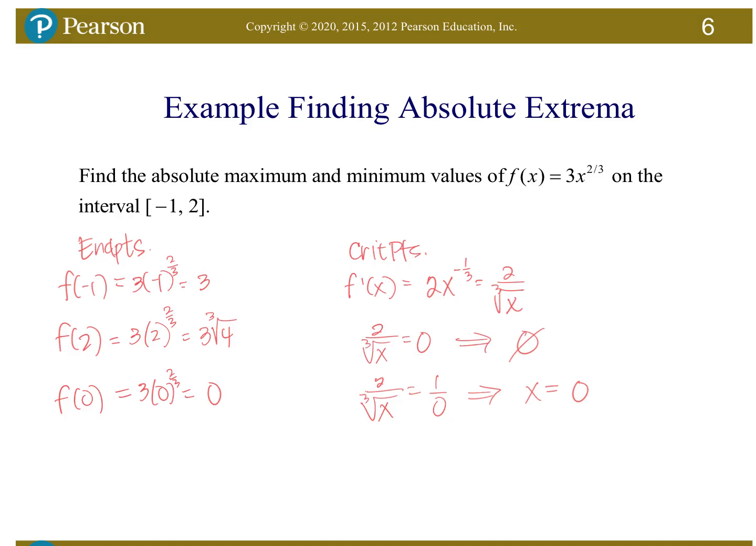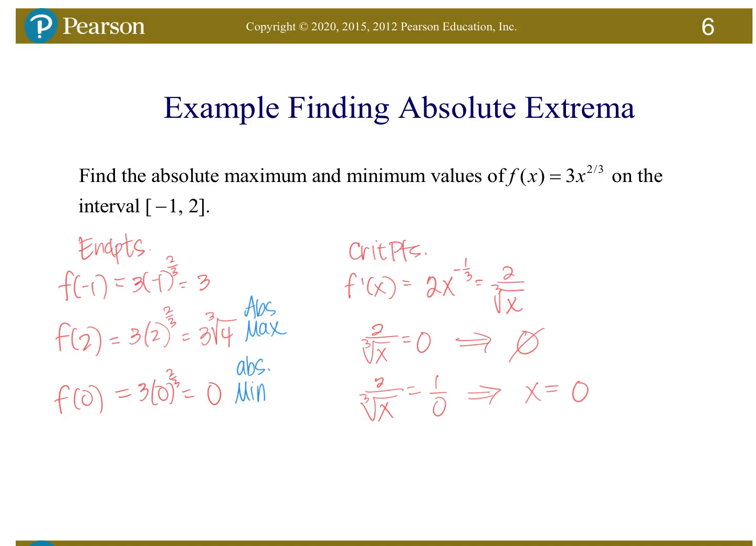All right, so then we are able to find the min and the max. And so this one is the absolute min, because 0 is the lowest number. And then this one is the absolute max, because multiplying 3 by the cube root of 4 is going to make it bigger. So the minimum value is 0. The absolute maximum value is 3 cube root 4.